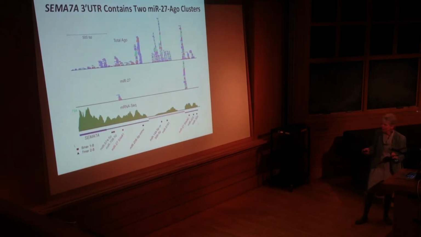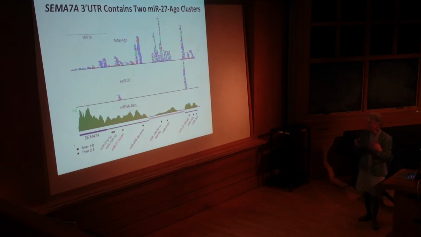The SEMA7A 3' UTR, if you look at the HITS-CLIP peaks, there are lots of peaks. They correspond to a lot of different microRNAs binding to the 3' UTR. This is typical. There are two sites for miR-27, and Eric made reporters with luciferase and did mutagenesis and showed that you get the expected results.